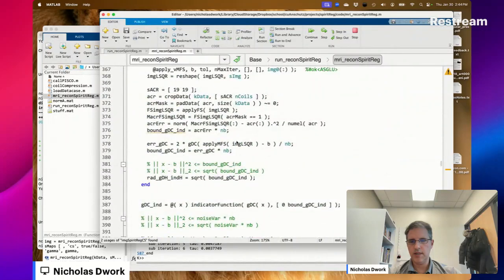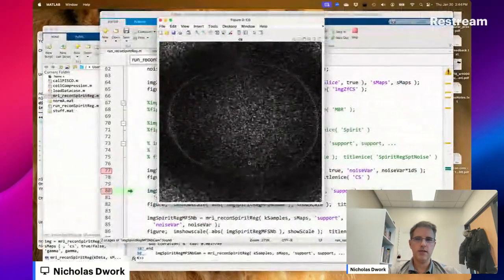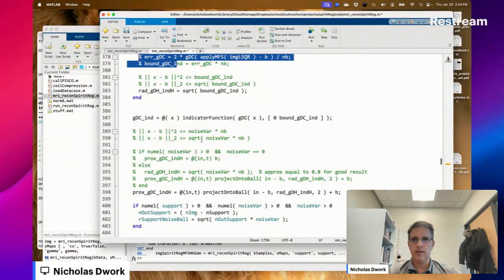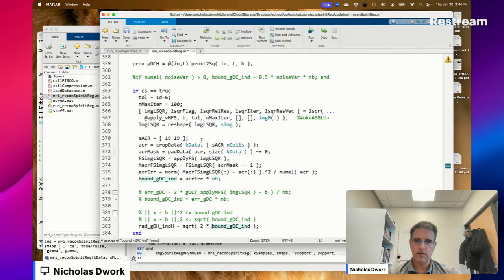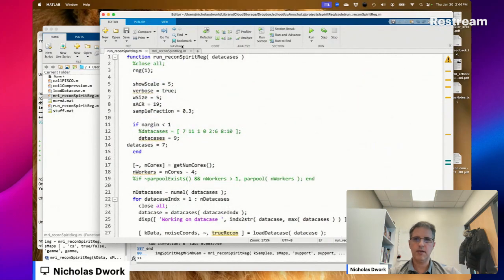What is the radius now? 5. So about 5 times larger. That's significantly worse. You need it smaller, not larger. Oh, but what was the ACR over there? 19 by 19. Yeah, that's right.